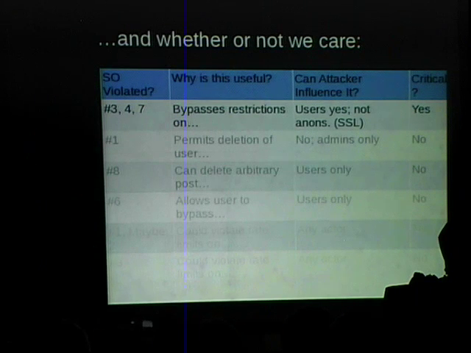And you start figuring out for each of these, does this violate any of our security objectives if it was successful? Is it meaningful? Can an attacker influence it? Is it something we really care about? Is it mitigated? This is how we build out an actual understanding of what our architecture actually gives us as a security model versus what we thought it was giving us originally.